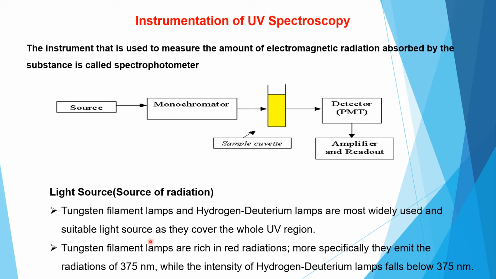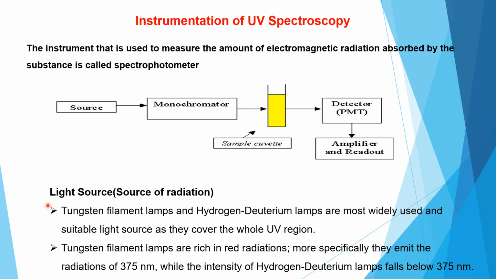The tungsten filament lamp is most commonly used for visible radiations, where the wavelength ranges from 400 to 800 nanometer. If we have to use UV radiations, then we have to use the quartz halogen lamp. The quartz halogen lamp gives radiations from 200 to 400 nanometer.